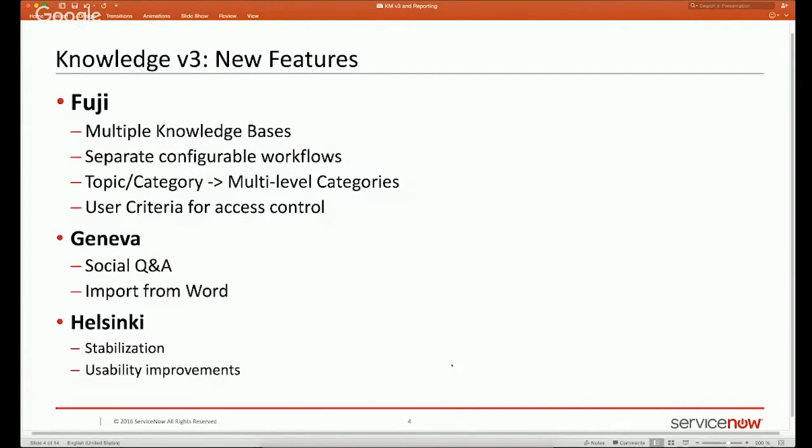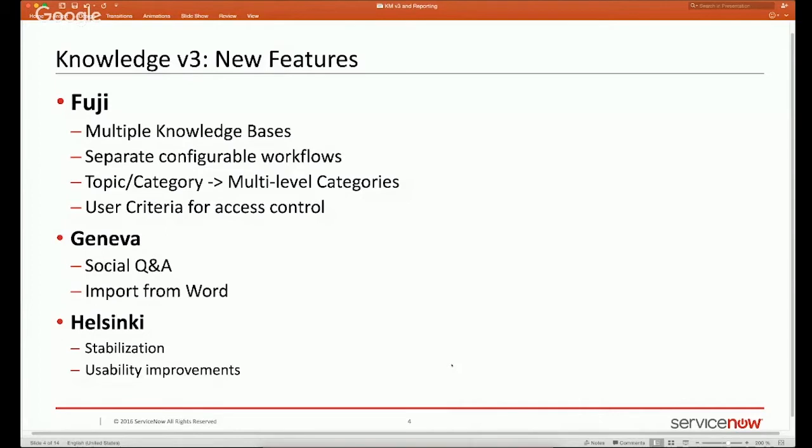The next feature that we did was import from Word, very popular. It allows you to import a single or multiple Word documents by dragging them into the knowledge base homepage, and those are created as separate articles in the knowledge base. At the time of importing them, you can choose the category and the knowledge base that they are going to be associated with. You can control whether they're published directly or whether they get into a workflow, and it's very well adopted amongst our users.